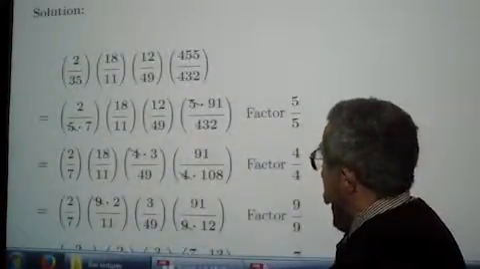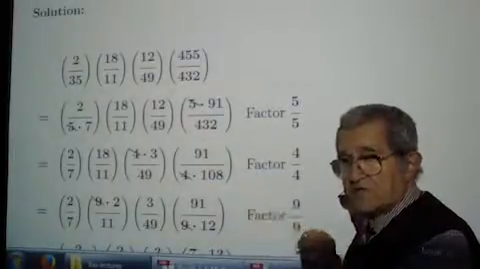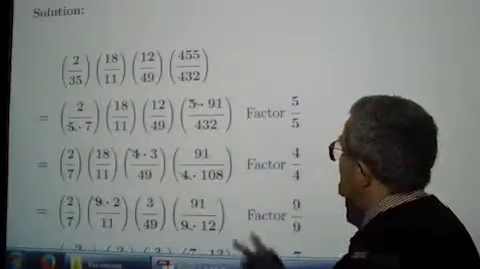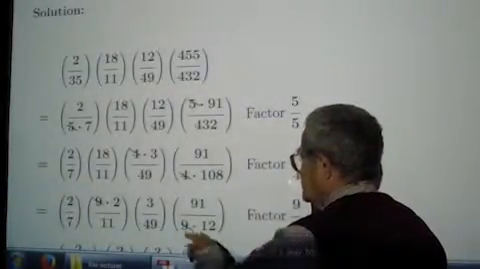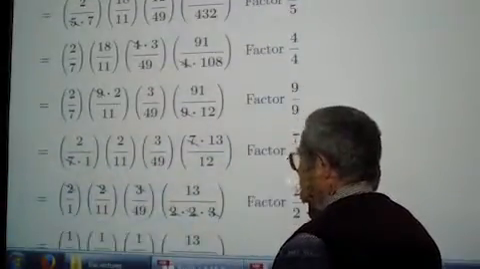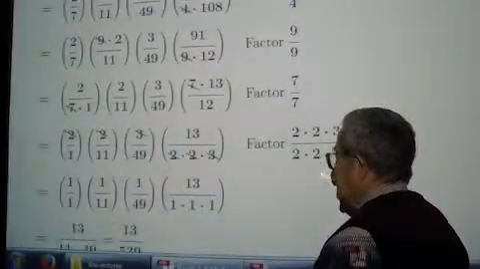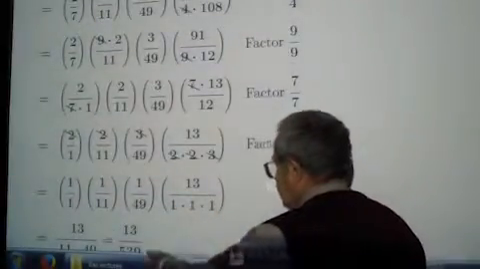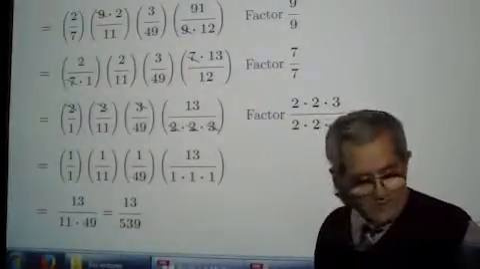I can factor out a 5. You can do this in a different order. Okay, the result will be the same. So I factored out a 5 over 5, then a 4 over 4, then a 9 over 9, then a 7 over 7, then a 12 over 12, and that left me with 13 over 539. Okay?